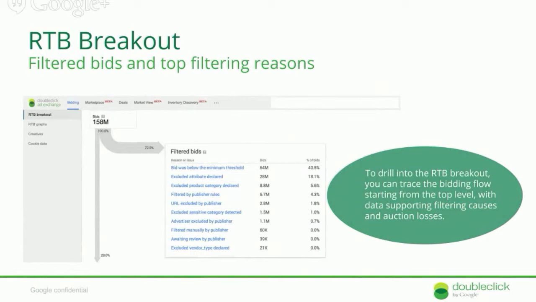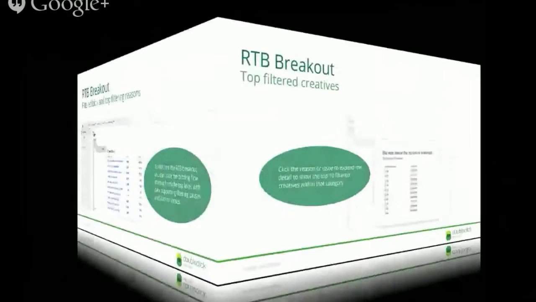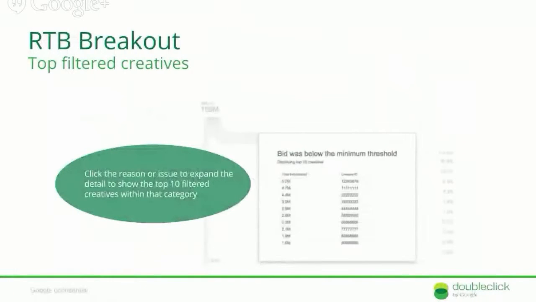Now, among those 72%, what is this, 114 million bids that didn't participate in the auction, you can actually see the various different reasons. So for this particular bidder, you can see that almost half of those was because the bid was below the min CPM. The next most frequent reason was that the attribute was excluded, and there are a bunch of different reasons. And if you click on one of these, so for instance, if you click on bid was below the minimum threshold, on the next slide, you'll basically be able to see individual creative IDs which were filtered out for this particular reason and the number of times that they were filtered.